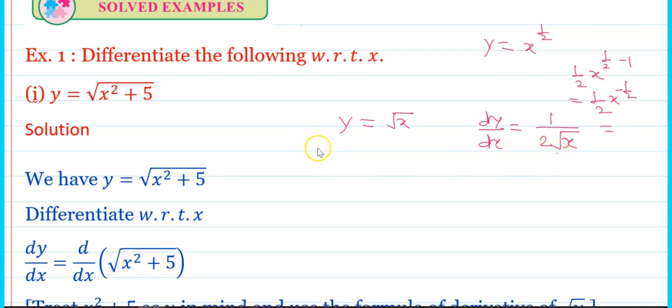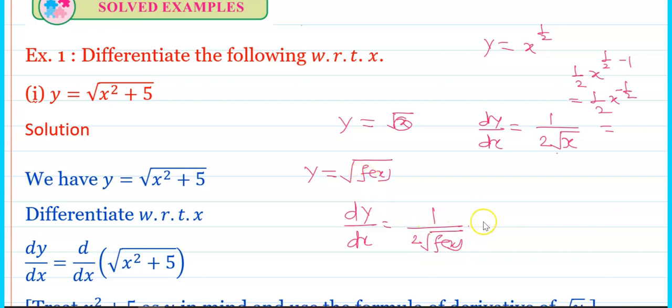In a similar way, but here instead of root x, it is not x; other than x, it is x square plus 5, and this is the function. Okay. Therefore whenever it is like this, y is equal to root of f of x, then what is dy by dx? dy by dx is equal to 1 upon 2 times root of this f of x into d by dx of this f of x, which is f dash of x.